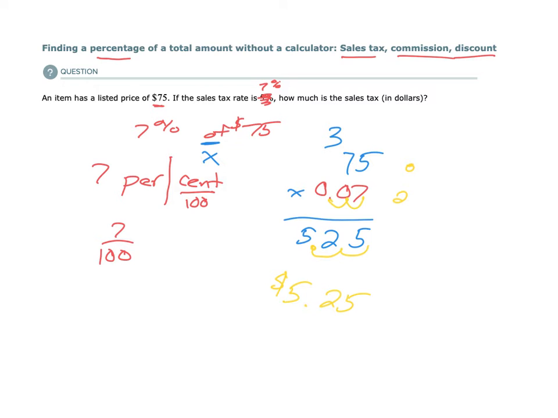Then I got asked, does that make sense? If something costs $75, does it make sense that I'm paying the government $5 of that? Yeah, if it was $100, it'd be $7 tax.